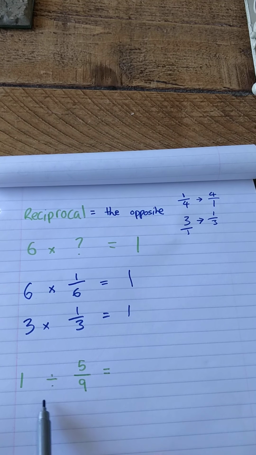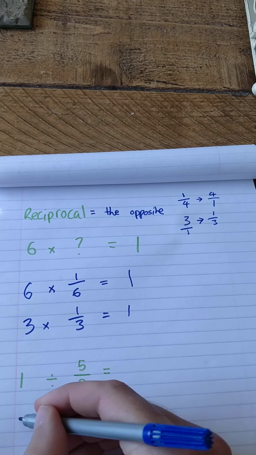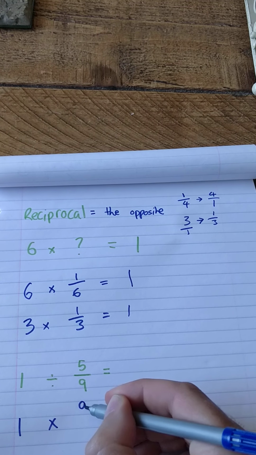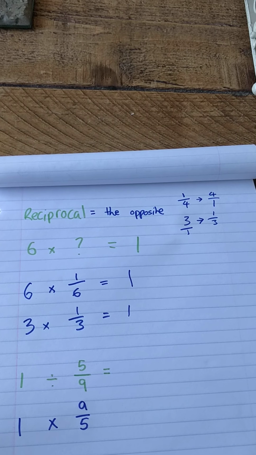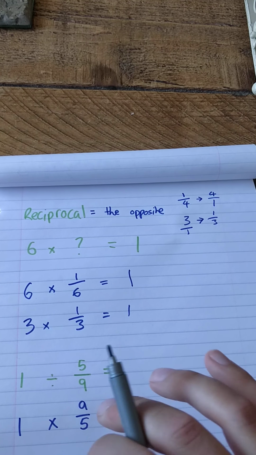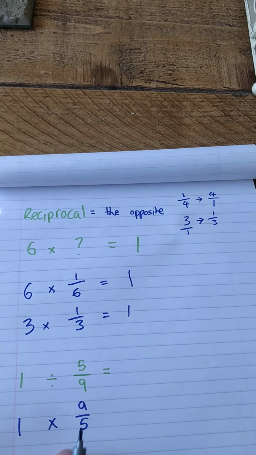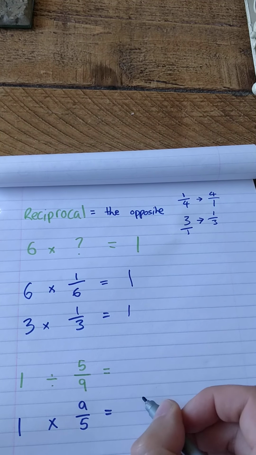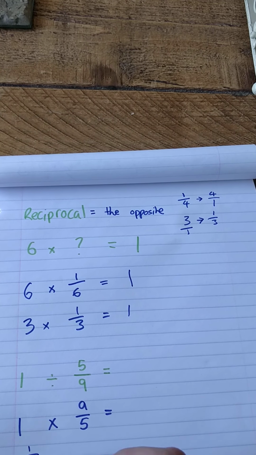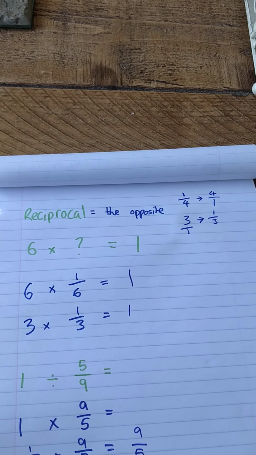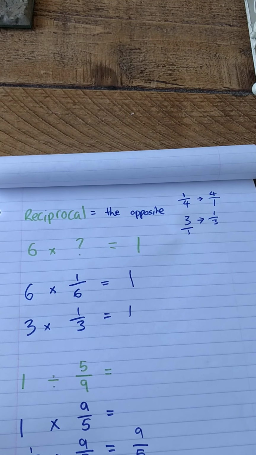Now what we're doing here is just dividing by fractions again. To divide by a fraction, you multiply by the reciprocal. So if you ever have to divide by a fraction, you flip that fraction and you times by it instead. So this is 1 times 9/5, which is the same as 1/1 times 9/5. If you remember from multiplying fractions, this is 1 times 9, 1 times 5. The answer is 9/5. So you times by 9/5, and that's your answer.